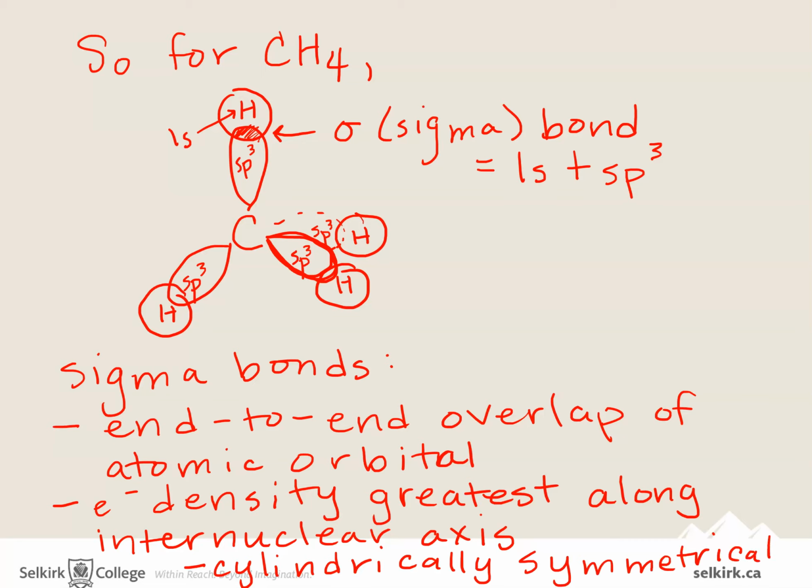What that means is that if I rotated around this bond, and I'll show you that with my model kit, it would look exactly the same all the way around. In other words, if I cut the bond open as a cross section and look down it, it would look like a circle in cross section. And again, I'll show you that with my molecular models.